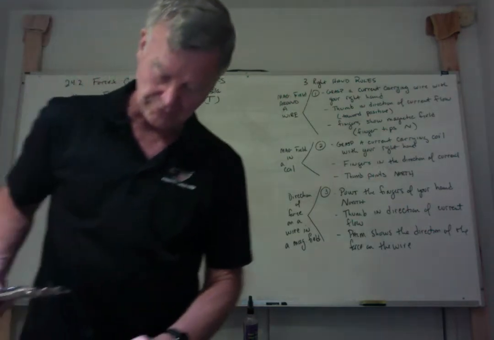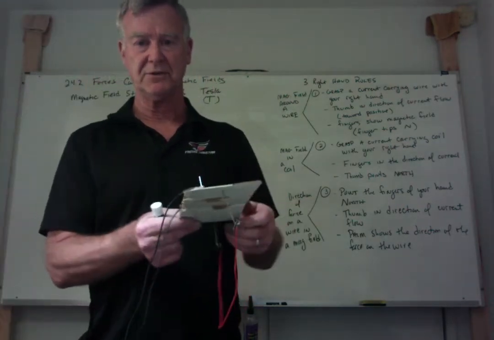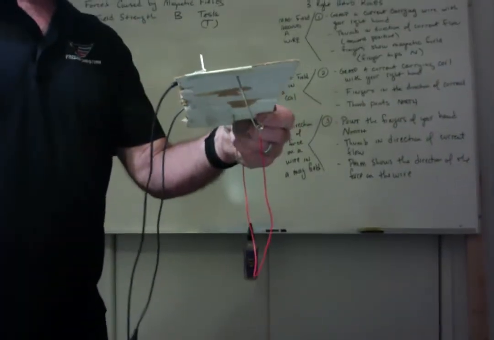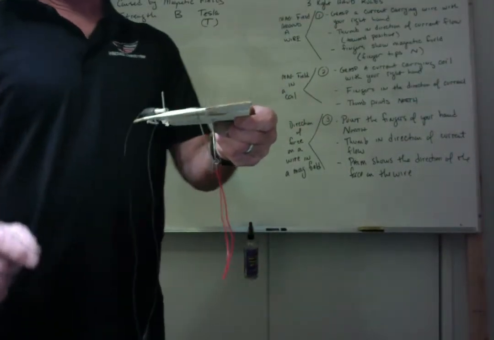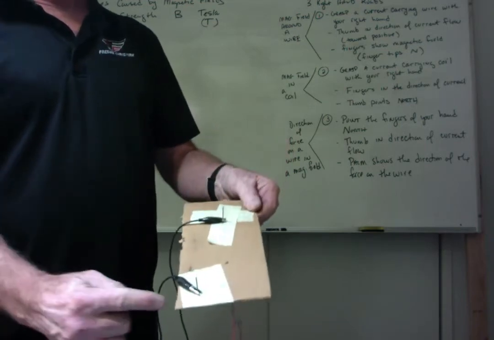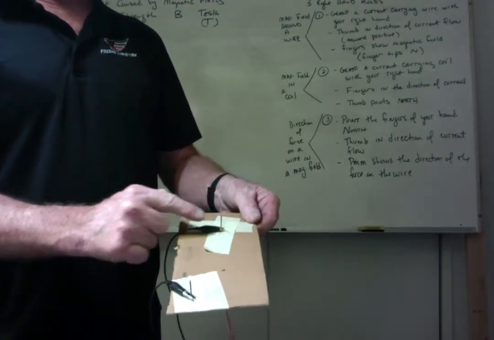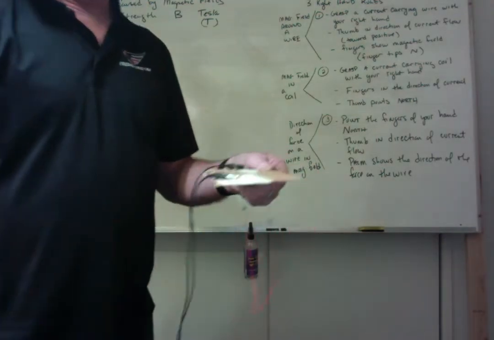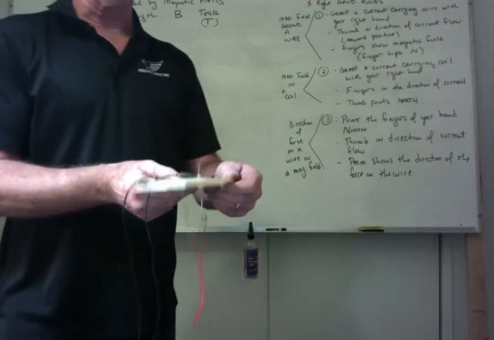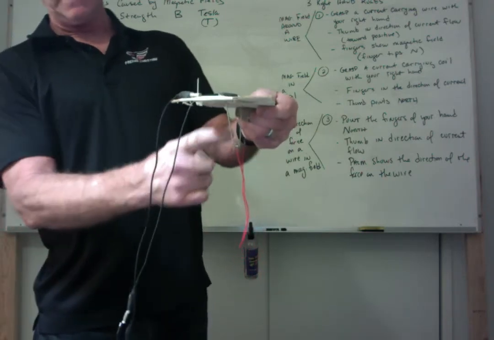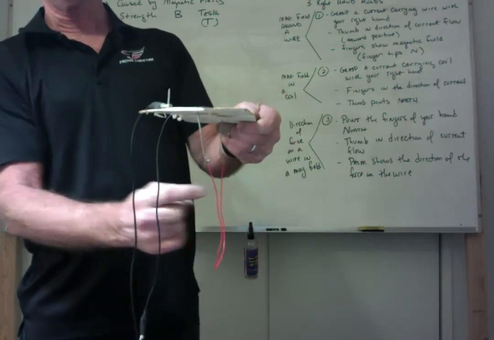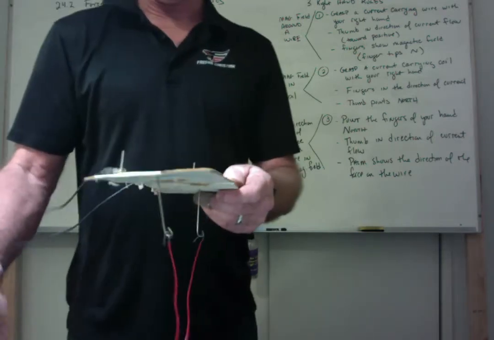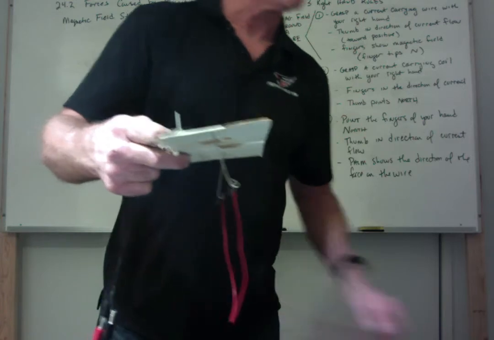I have here, and it's a little hard to see, I'll move it this way so you can see this a little bit better. This is a little contraption I built. I've got two wires here. They're connected up to my voltage source. And this is a copper wire that's hanging from there. It's free to swing back and forth.